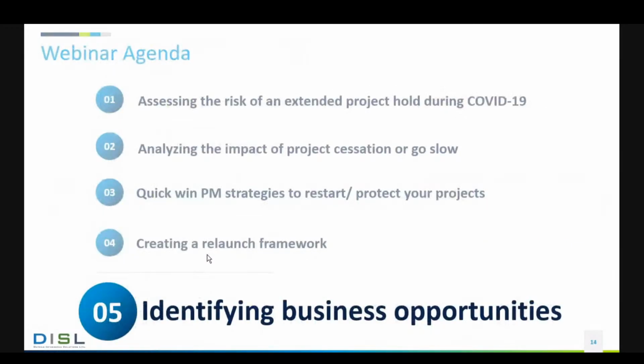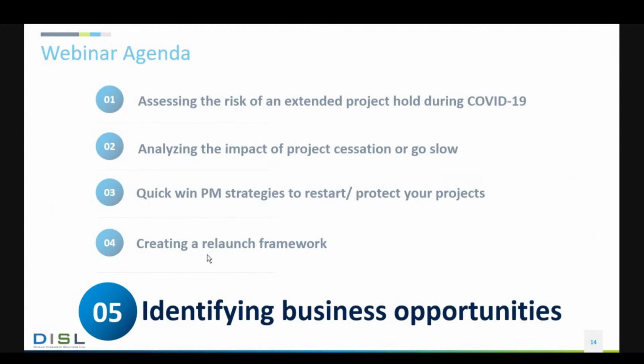So we've looked at analyzing the risk of how you determine whether to hold the project, move forward, stop altogether. Where you're looking to stop or to slow down your project, how you analyze those risks. We've looked at some quick strategies for restarting as well as protecting your project. And we've looked at the framework for restarting your projects if you've come to a complete stop altogether, and how do you restart those projects safely.